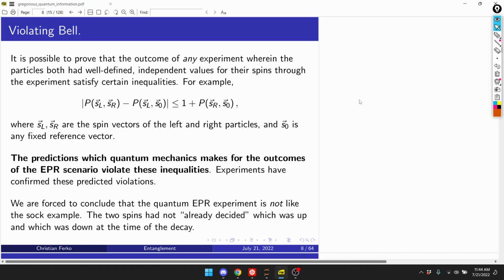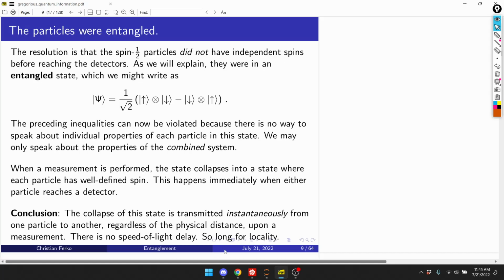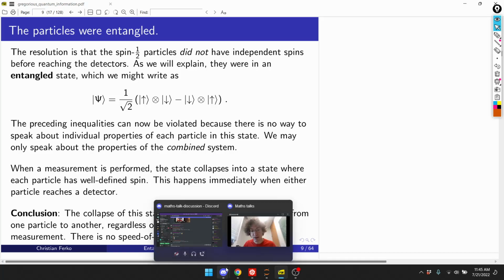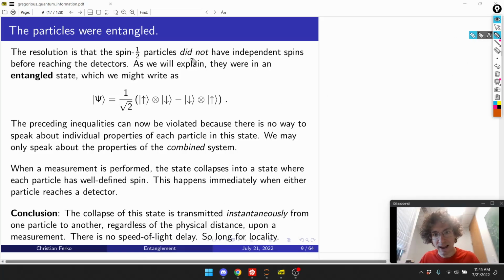What is true then? Well, the current understanding is that it was not the case that one spin was up and one spin was down all along. They did not have independent spins before reaching the detectors, but as we'll explain eventually, they were in an entangled state. So I'll explain this notation over this talk and hopefully the next one, but this is a representation of the spins of the two states, and a feature of the state I've written here is that we cannot speak about individual properties of each particle in this state. You can't say one spin is up and one spin is down. You may only speak about properties of the combined system of both spins.